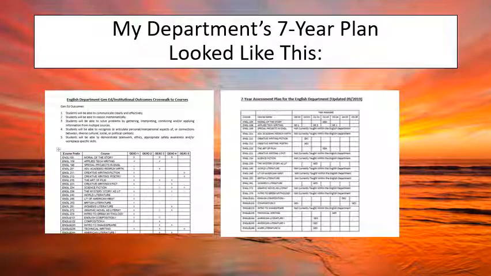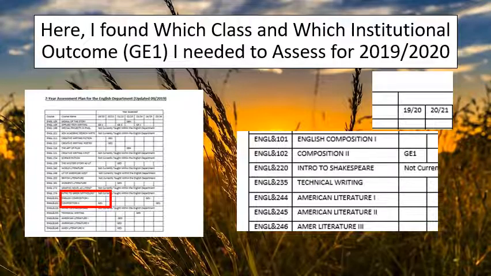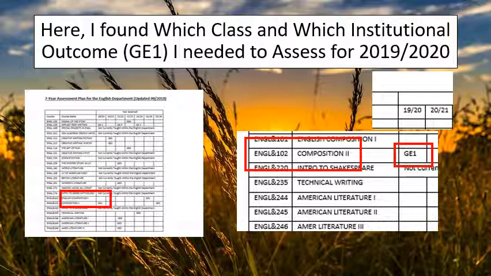When I opened that document, my department's 7-year plan looked like this. So on the left, you'll see what the plan looks like, and then there's kind of a zoom in on the right. Here I found which class, which institutional outcome, which is called Gen Ed 1 here, but in the future will be called institutional outcome or program outcome, I needed to assess for the 2019-2020 year.